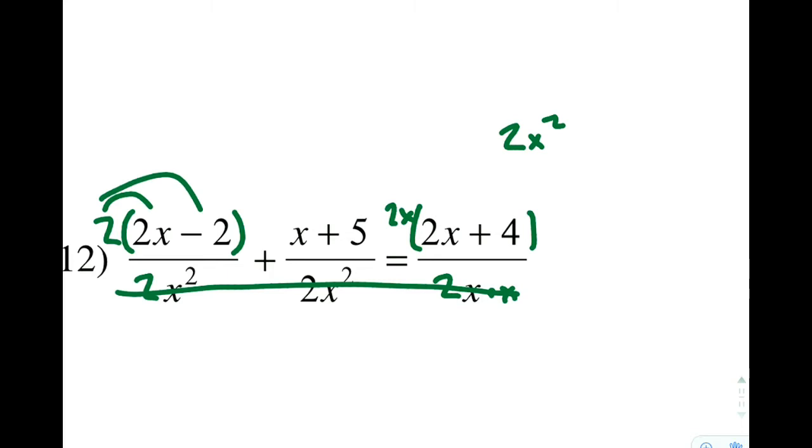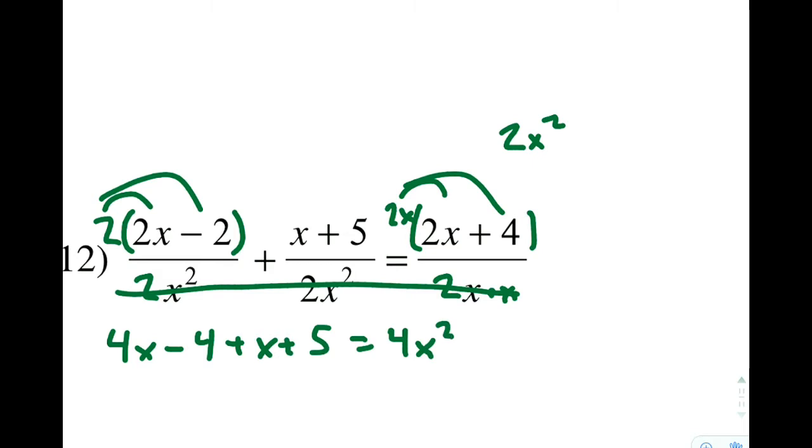We distribute what we have here, so we get 4x minus 4 plus x plus 5 equals, and we have to distribute this 2x to the other 2x, so 2x times 2x would be 4x squared. 2x times 4 would be 8x. And now we need to start combining things together.